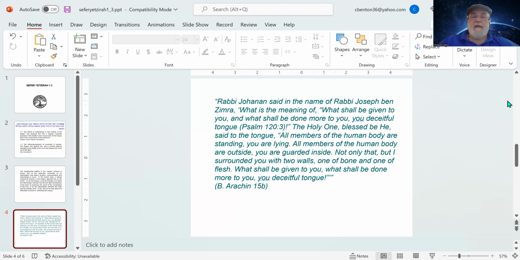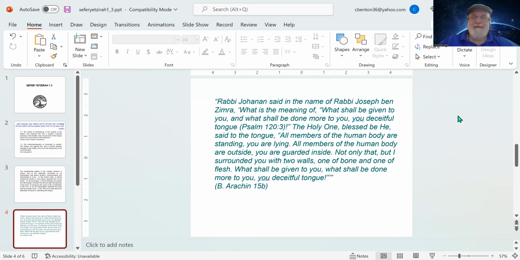Rabbi Yochanan said in the name of Rabbi Joseph ben Zimra, "What is the meaning of, what shall be given to you, and what shall be done more to you, you deceitful tongue?" That's from Psalm 123. Well, in the Talmud it continues, "The Holy One, blessed be he, said to the tongue, all members of the human body are standing. You are lying. All members of the human body are outside. You are guarded inside. Not only that, but I surrounded you with 2 walls, one of bone, the teeth, and one of flesh. What shall be given to you? What shall be done more to you, you deceitful tongue?"